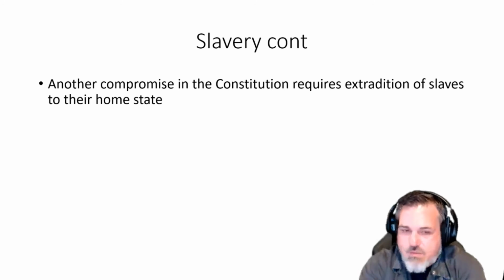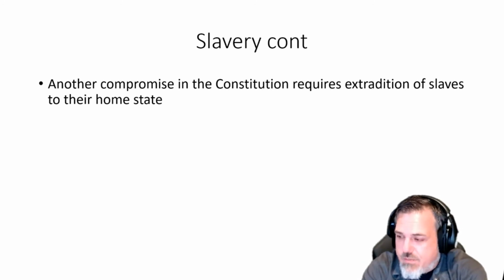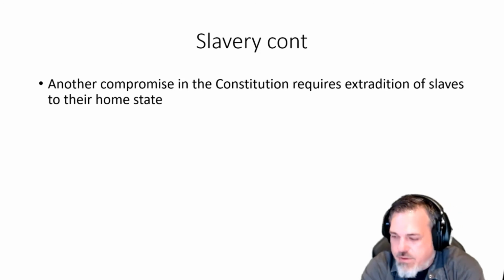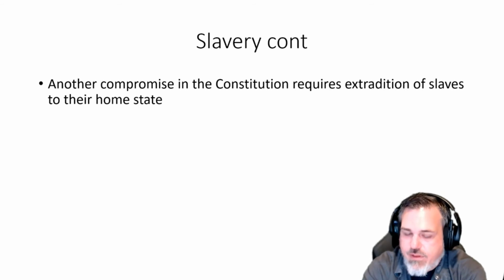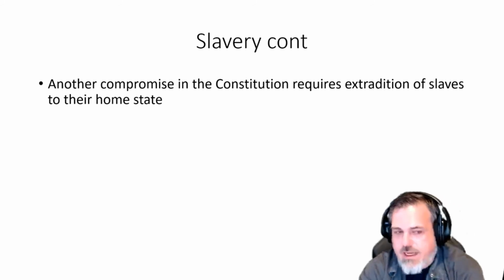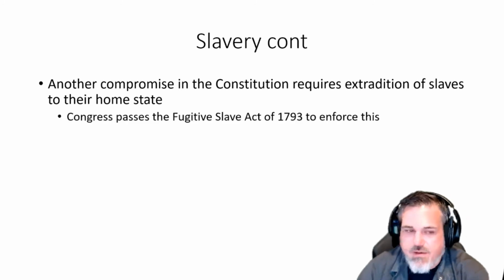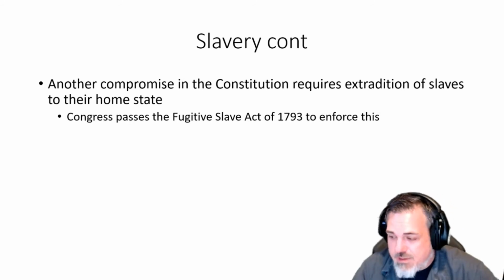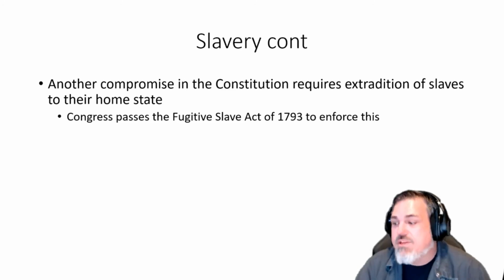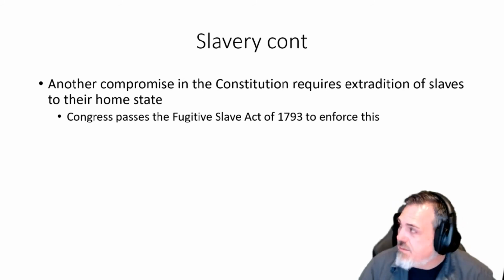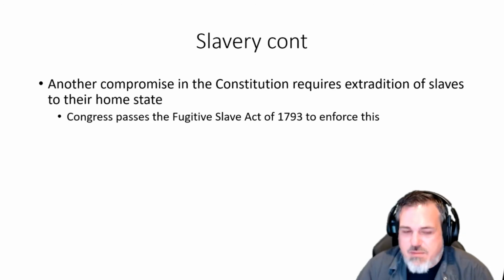Another compromise that exists within the Constitution required the extradition of slaves to their home state. So extradition is the process by which individuals arrested or captured, and captured is probably the better context in terms of slavery in this regard, individuals who are in government control, must be extradited to their home state, which meant that slaves couldn't simply run away to a free state. The Constitution explicitly required them to be extradited back to their home state. And Congress even goes so far as, once Congress comes into existence, to pass the Fugitive Slave Act of 1793 to enforce this and provide even more institutional support around the extradition of slaves back to their home state and back to their owners. So again, explicitly built into the document.